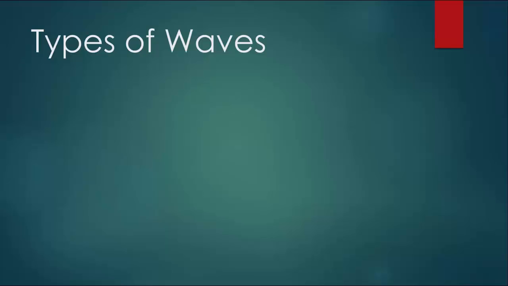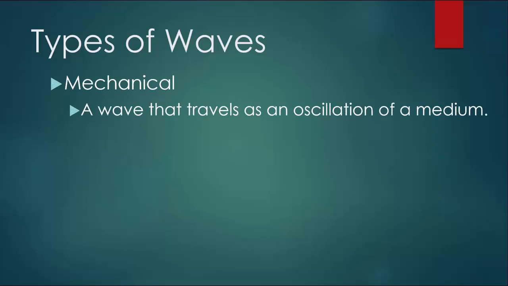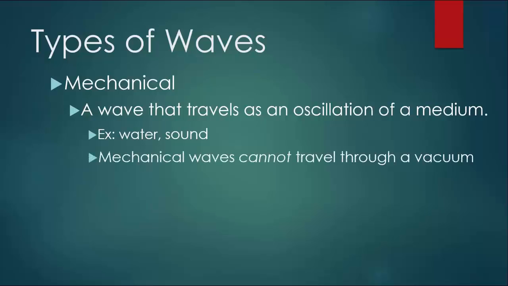There are two main types of waves. The first is called mechanical waves. This is a wave that travels as an oscillation of a medium. Examples of mechanical waves are water and sound. Water waves are the oscillation of water molecules, and sound waves are the oscillation of air molecules.